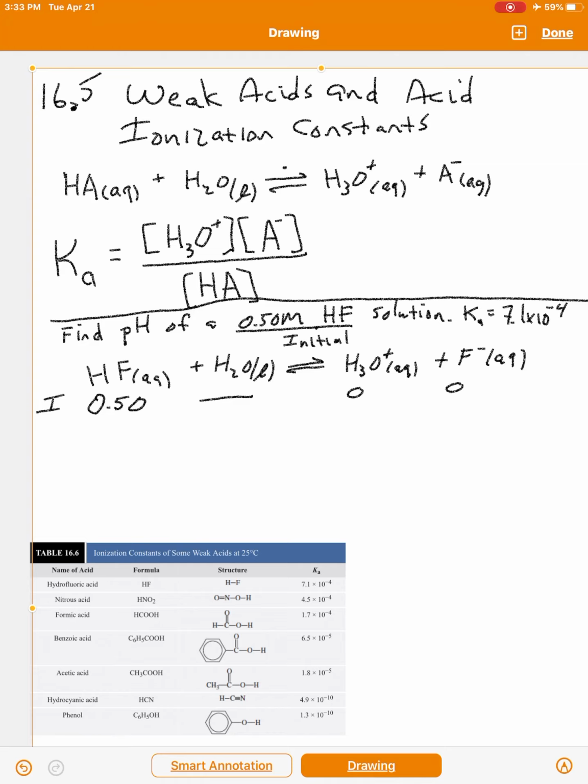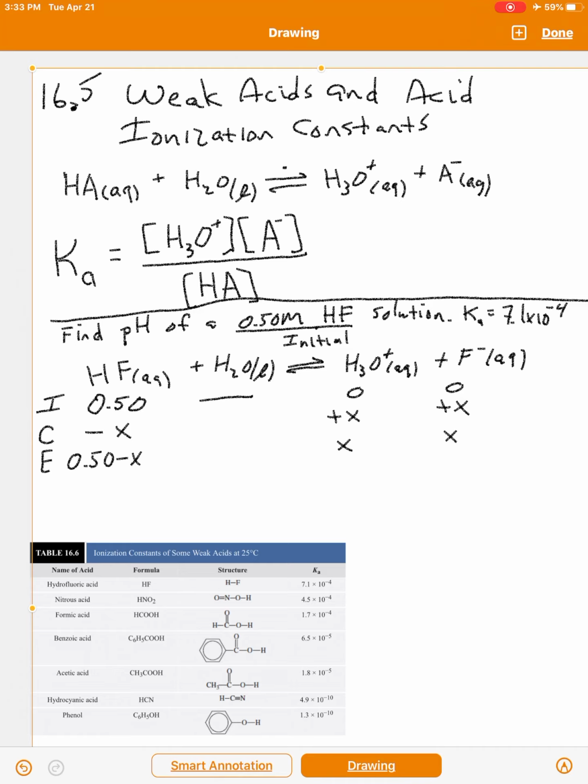And then we do our Q calculation, right? Reaction quotient. So Q would be the concentration of hydronium times the concentration of fluoride divided by the concentration of HF, which would be 0 times 0 over 0.50, which is 0. So Q is less than K. So the change that we would have would be to the right. So we lose reactants, and we gain products. And then at equilibrium, we're at 0.50 minus x, 0 plus x, and then 0 plus x.